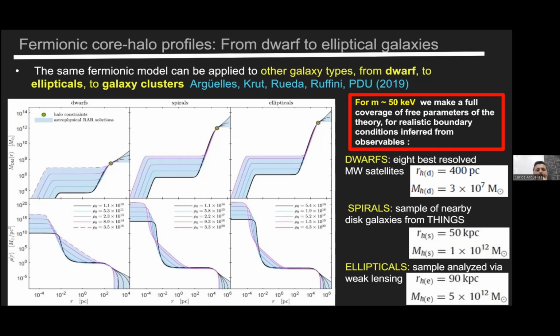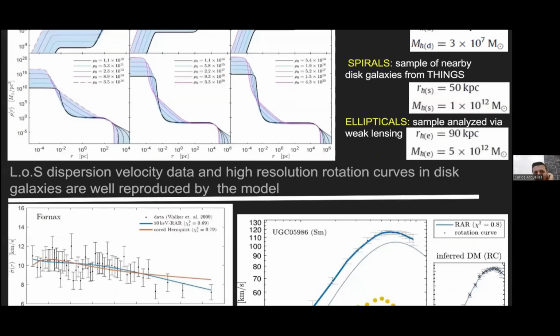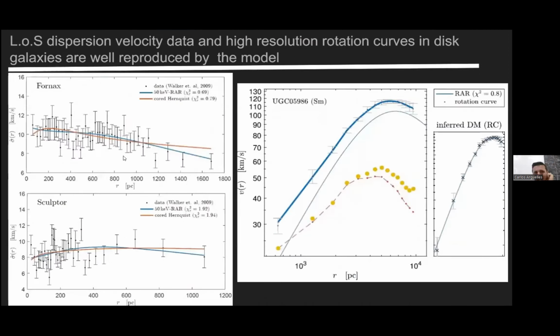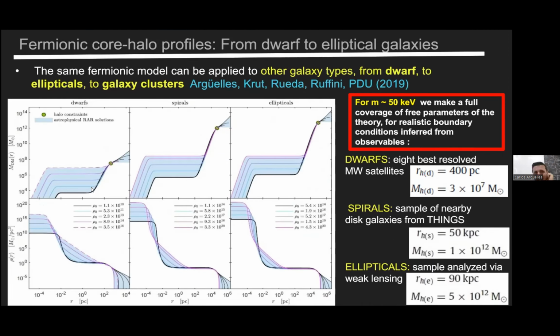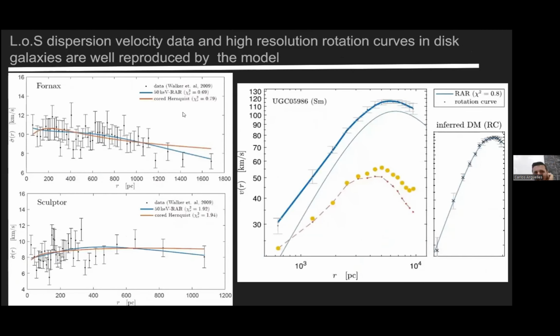Okay, so let's move to the line of sight dispersion velocity. Up to now I have shown the families of density profiles, but now let's compare with the data. For example, in the Fornax and Sculptor dwarf galaxies, we have quite a lot of data spanning from tens of parsec up to thousands of parsec. And it is interesting that our model can do very well, similarly to the best analytic Cored-Hernquist profile working for these galaxies.